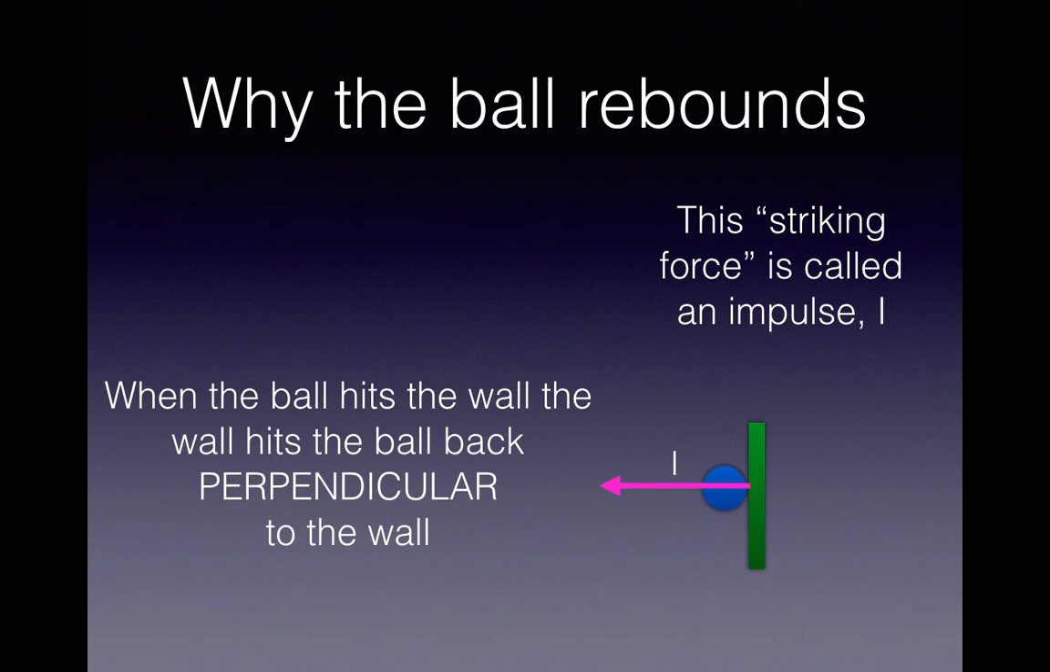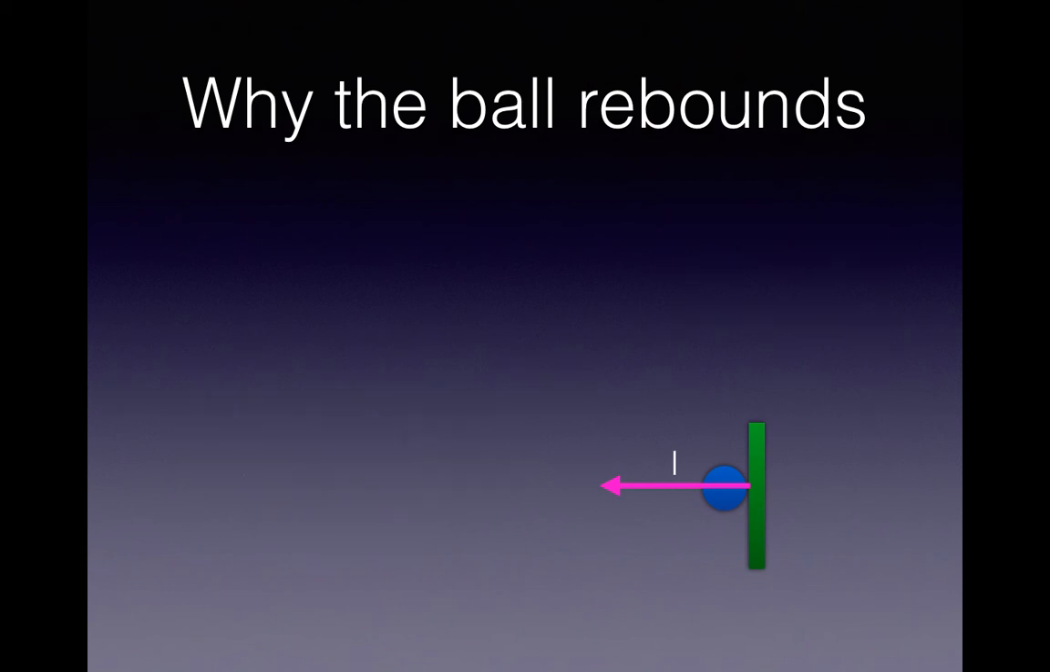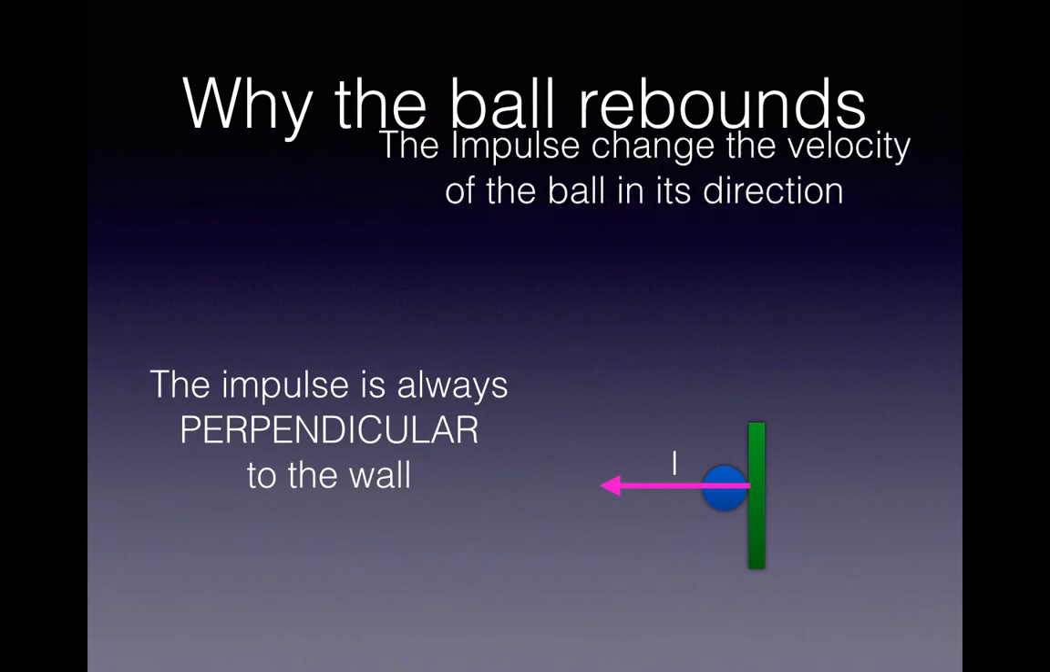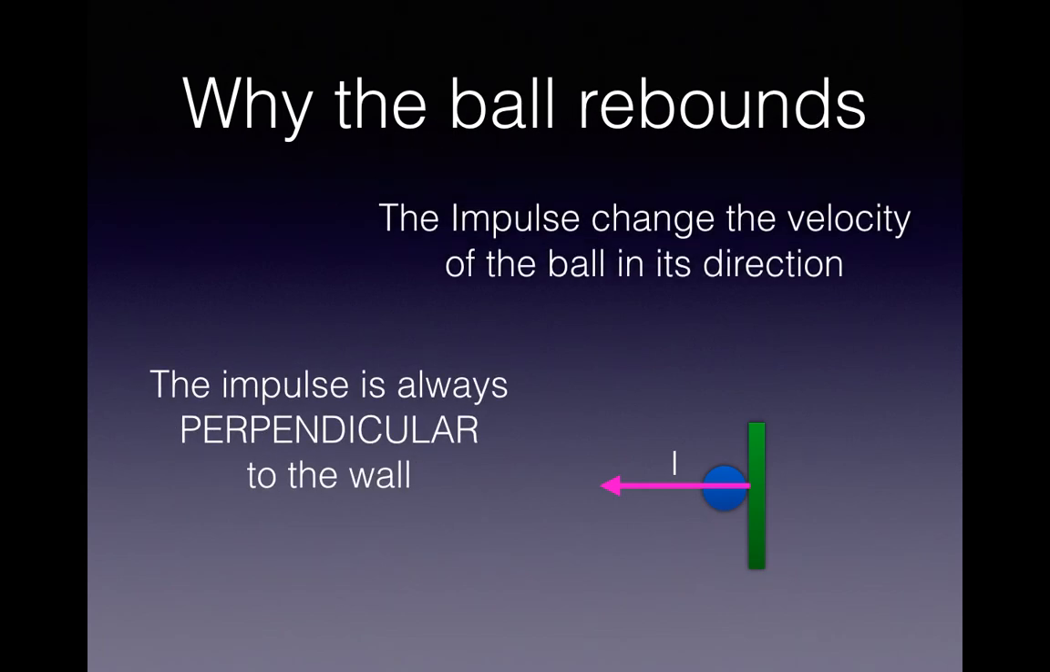So as we can see with the diagram there, the wall is supposed to be green, the ball is travelling from left to right, and as a result there is an impulse force directed to the left. And what that impulse force does is it changes the velocity of the ball in that direction and that direction only. And that's really important for what we're doing next. So the impulse is perpendicular to the surface that the ball bounces off, and it changes the velocity of the ball in that direction only.